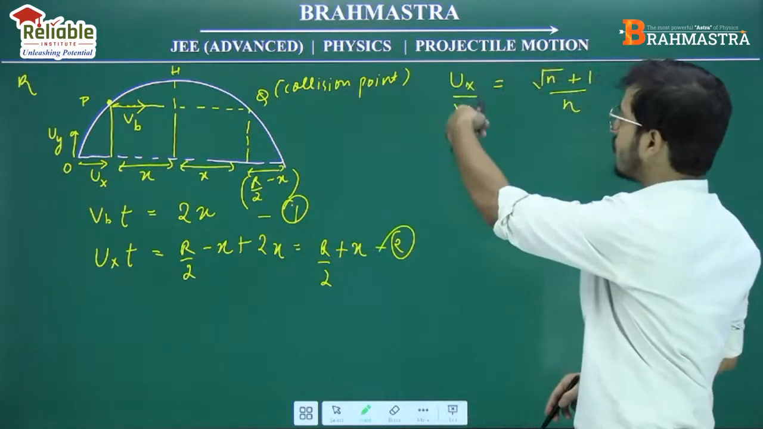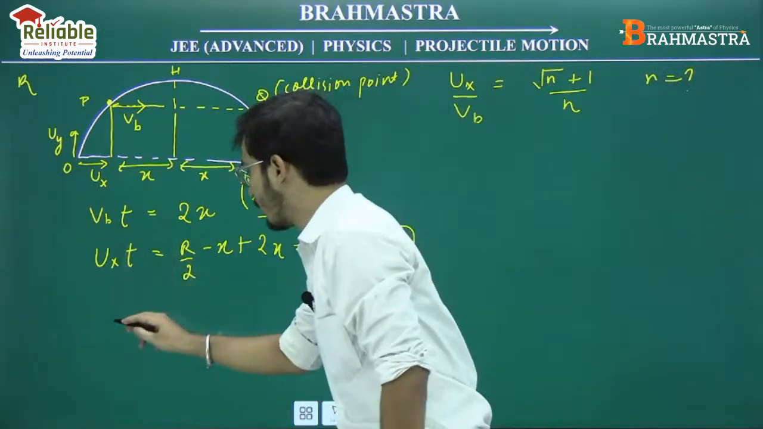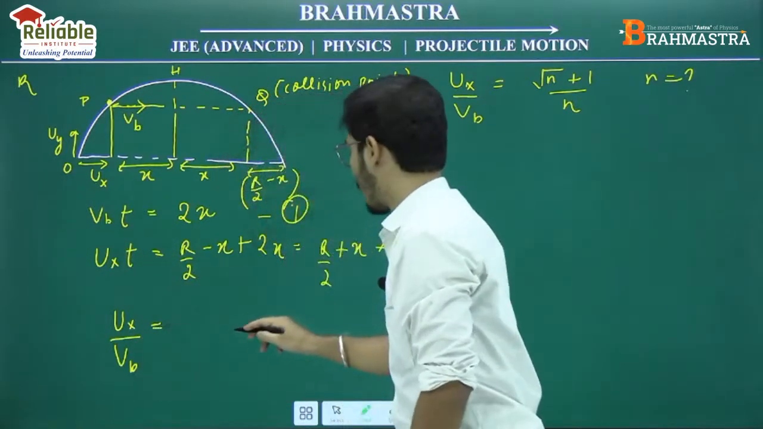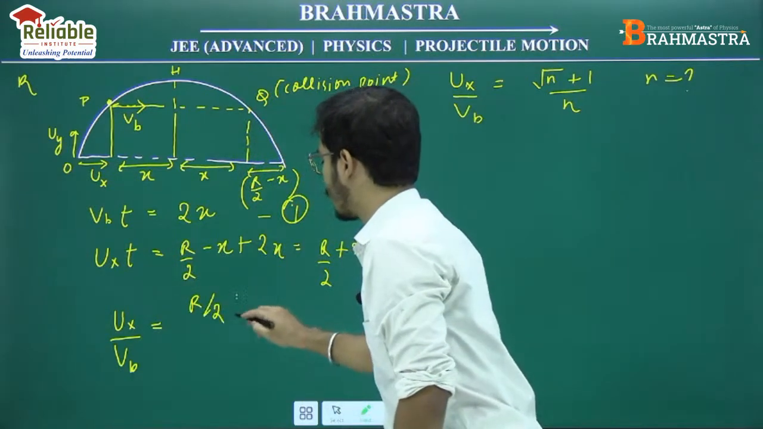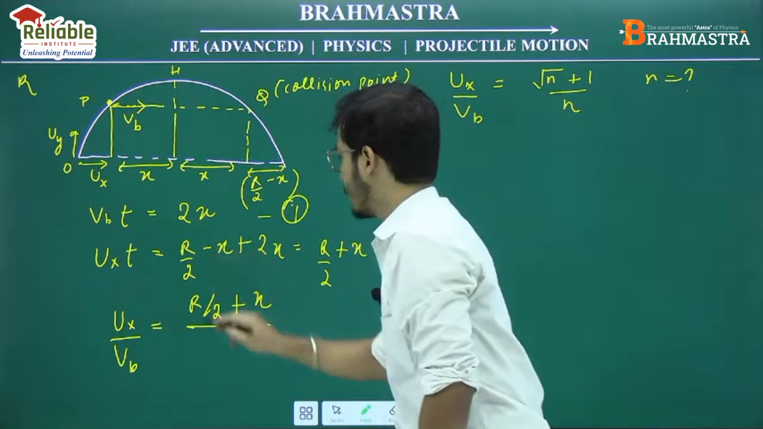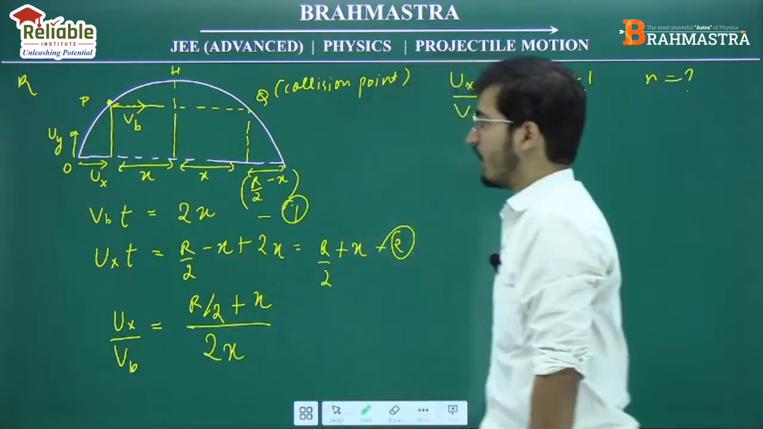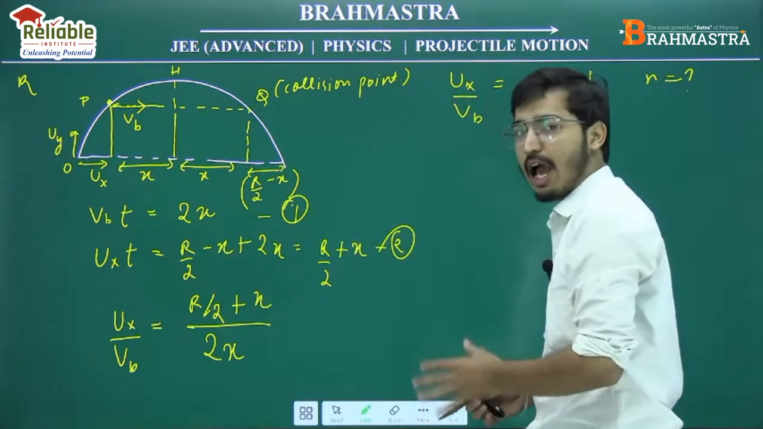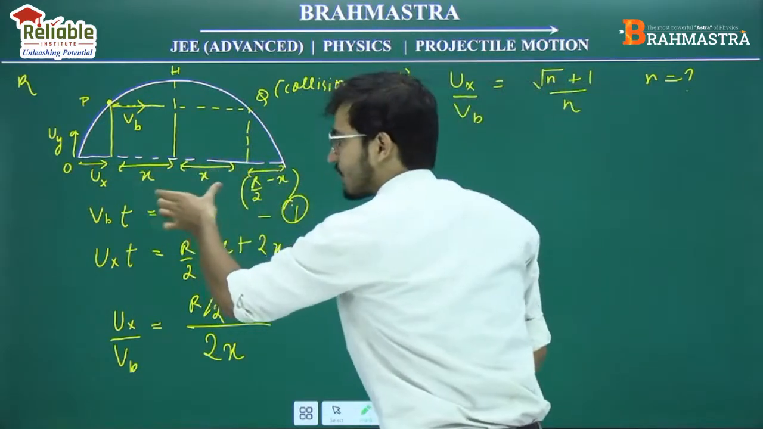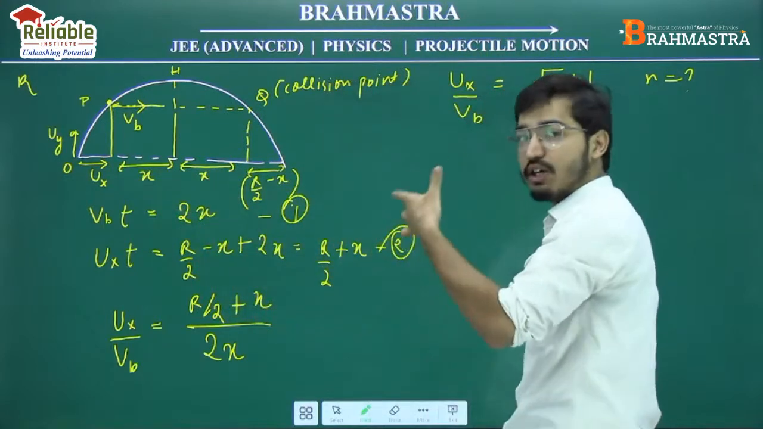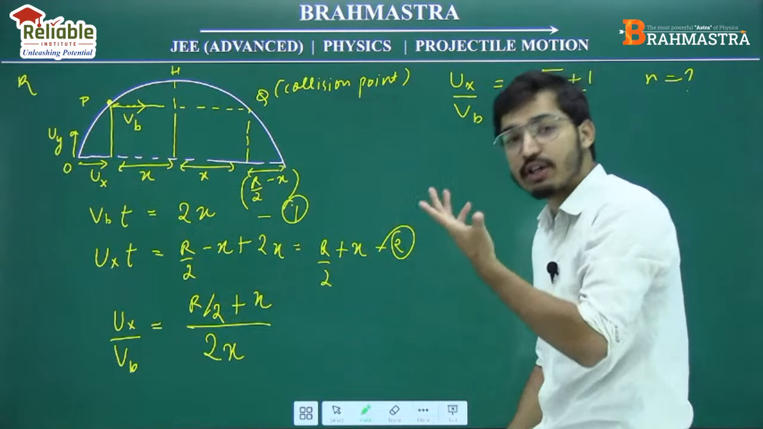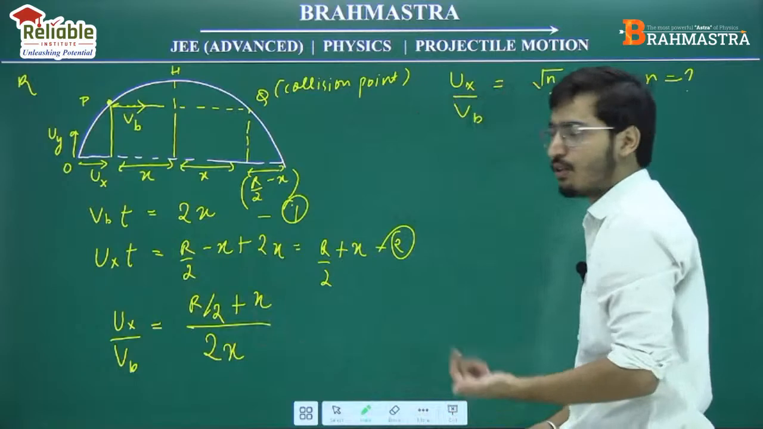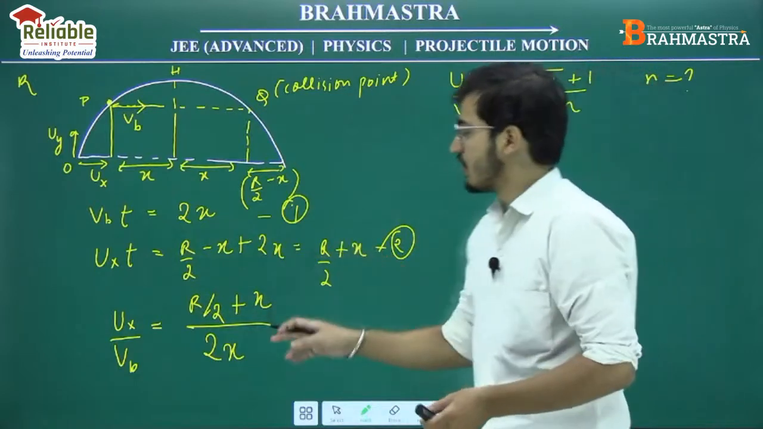We are interested in UX upon VB. Let's divide it. So UX upon VB becomes R by 2 plus x divided by 2x. Now see, a couple of minutes back I told you a result where we analyzed the delta x, the difference between the roots of the quadratic equation that we got from the trajectory equation. Now in this solution, if we can calculate the value of x, we can easily calculate this answer.